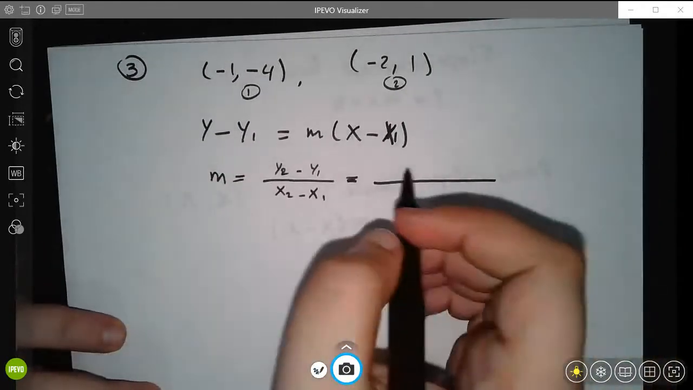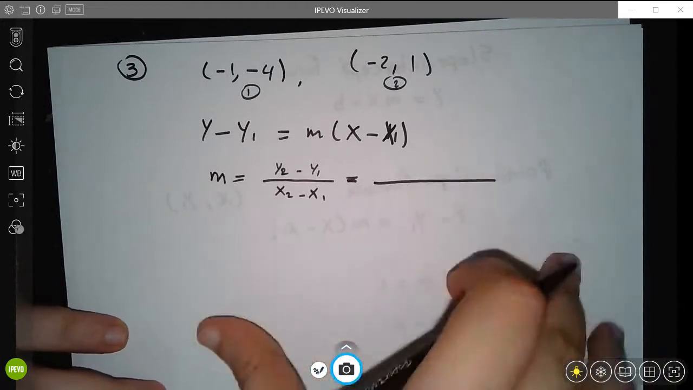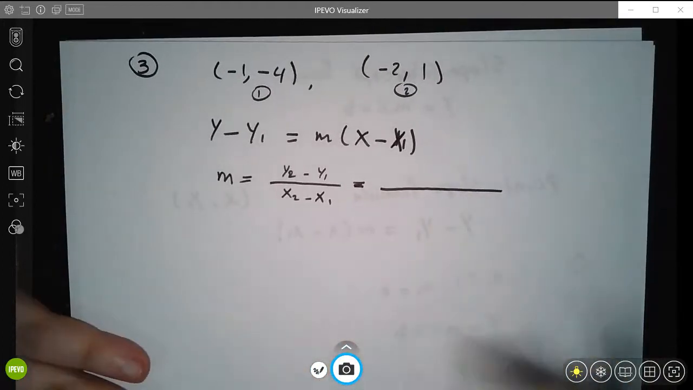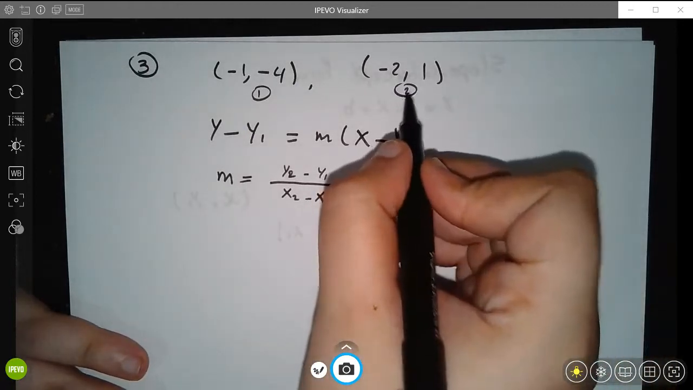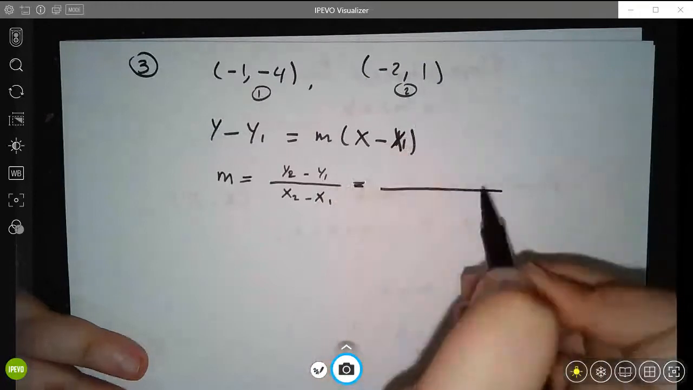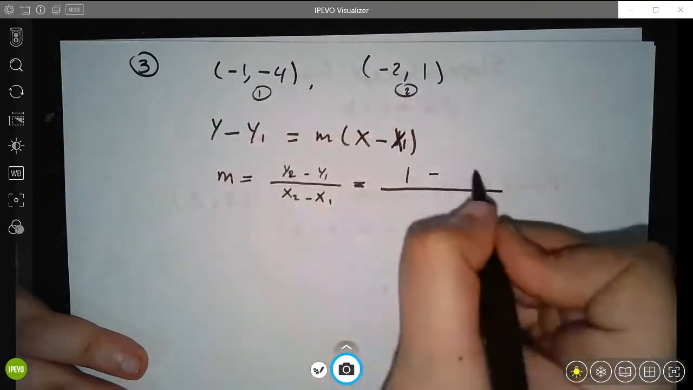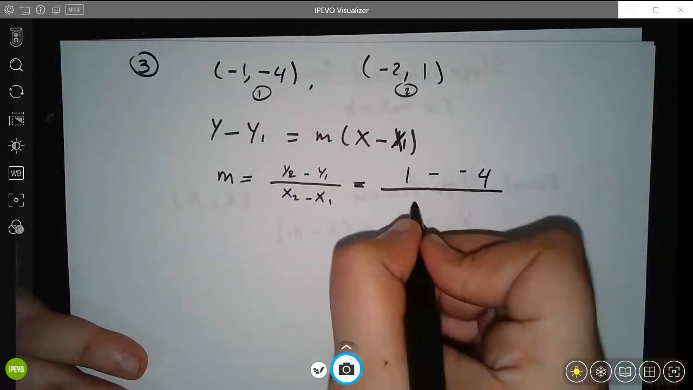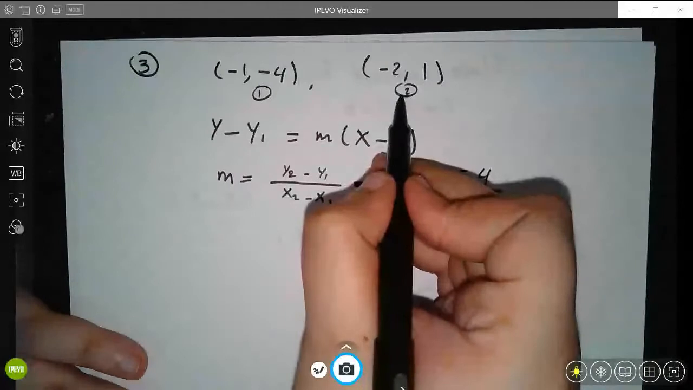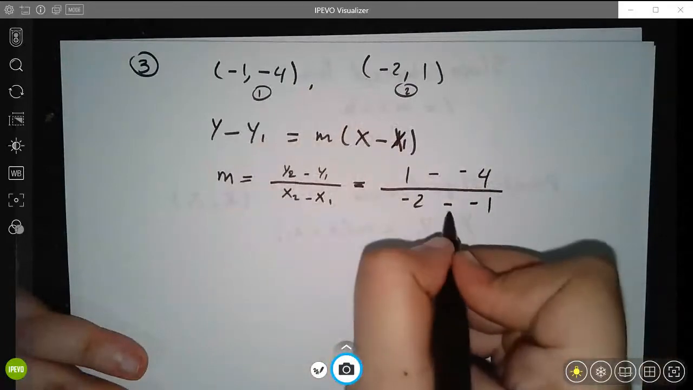Let's see. So, Kate's right. It's -5. But let's work it out together. Here we go. y2, what is my y2? So you go to point number 2 and you look for the y value, which is this one. Yes, so my y2 is 1 minus, what's y1? -4. Okay, now x2, what's my x2? You go to the second point and you go to the x value, which is -2, minus x1 is -1.